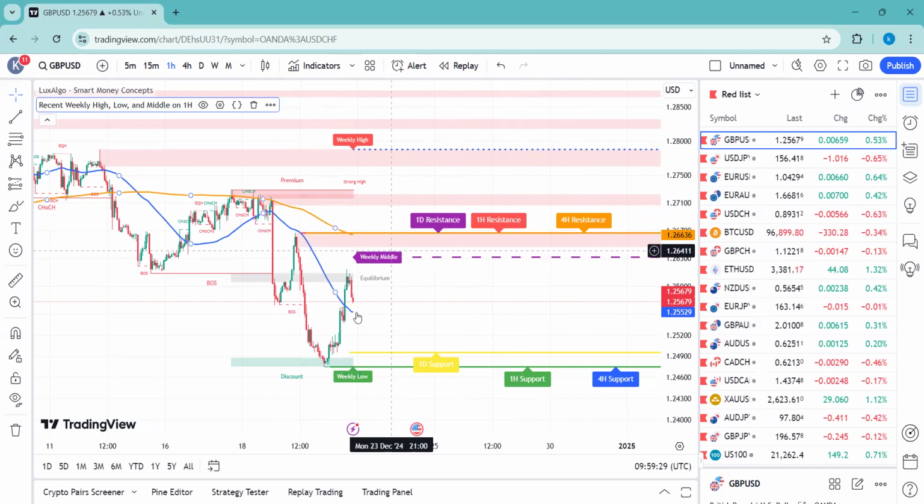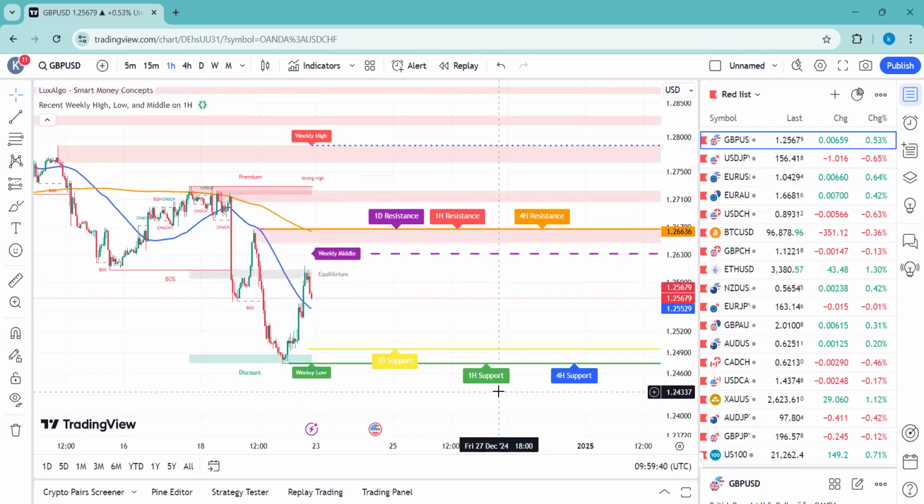Then I will take my profit at the nearest discount level, or I'll pull out at the daily support, the 1 hour support, or the 4 hour support. Because these levels are aligned together, price will test them back at the support zone. Okay, now you can see that.